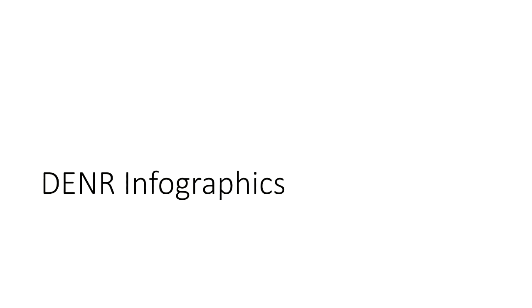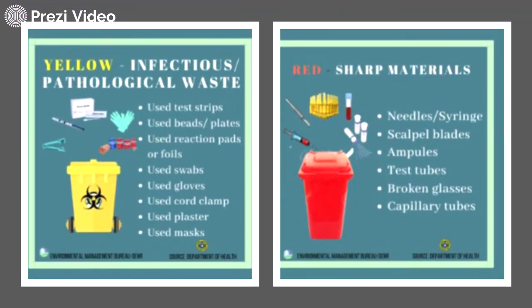Now, the next slide came from DENR. So, ito naman yung mga guidelines as recommended by DENR during the time of COVID-19. Kasi nga, since nagkaroon ng COVID-19, marami na mga material that can be contaminated. So, ito yung kanilang recommendation ngayon kung paano ang proper segregation. So, yellow, ganun pa rin. Kapag yellow, infectious pathological waste, ito yung kanilang example ng mga ilalagay sa yellow bag.